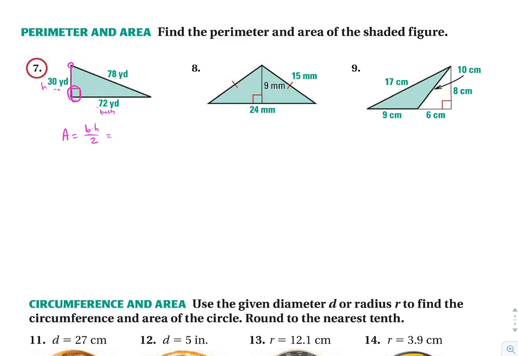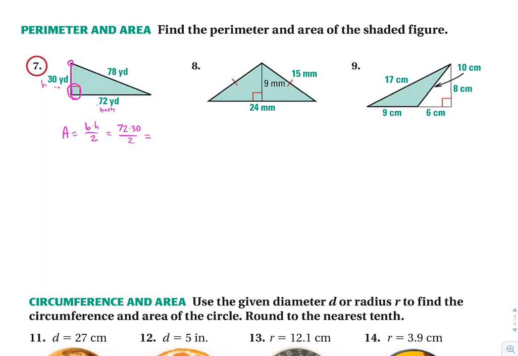So my area would be 72 times 30 over 2. I'm going to divide that 2 right now and get 36 times 30 over 1. Or, ooh, that's what? That's 90, 108 with a 0. So 1080 square yards. And the perimeter is just add them up. So 30 plus 72 plus 78. Or 140, 150, 180 yards. Okay, going on to the next one. I went a little over my allotted space there.